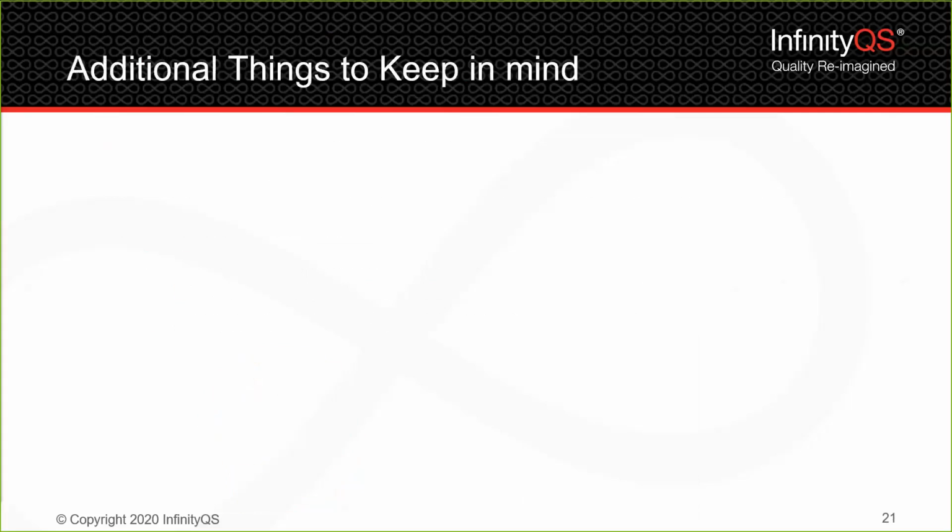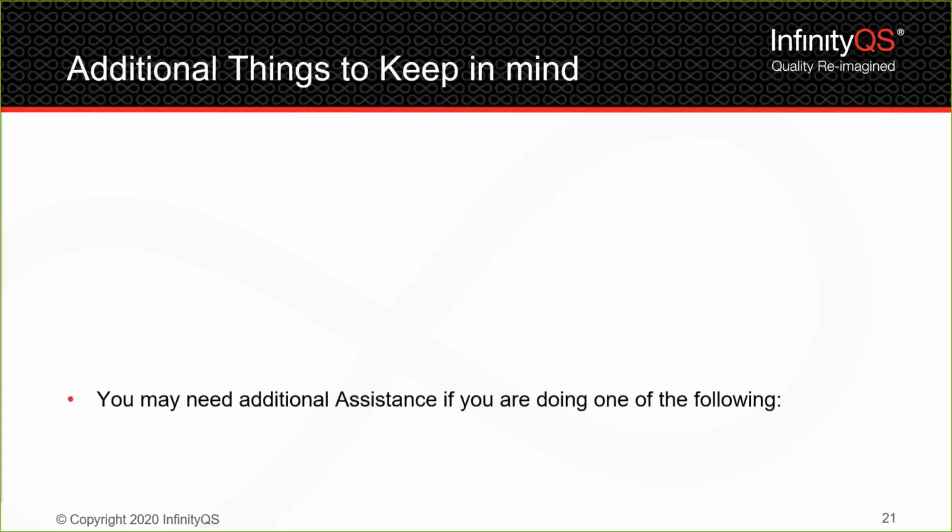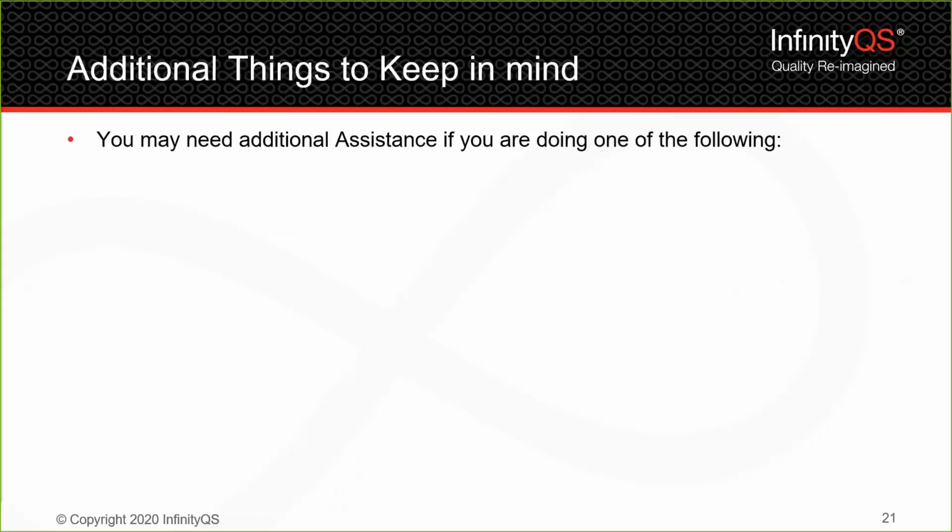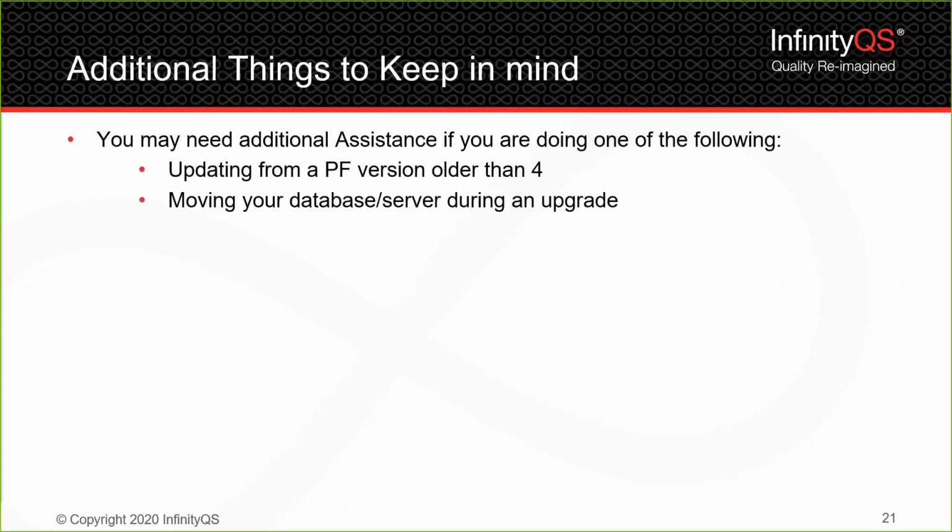All right. So some additional things you want to keep in mind. So you may need additional assistance if you're going to do one of the following things here. If you're updating from a Proficient version older than 4, there was one time I was with a client and they were updating from a Proficient 3 version, so they had to first upgrade to Proficient 4, then go to 5, and so on and so forth. So if you're on a really, really old version, there are some additional steps to that. So you're going to need some additional assistance. Also, if you're moving your database and server during an upgrade, you're also going to need some additional assistance as well. So who can you contact?